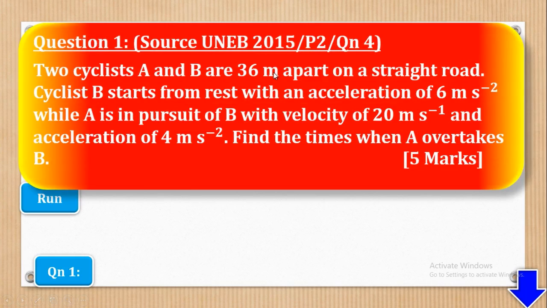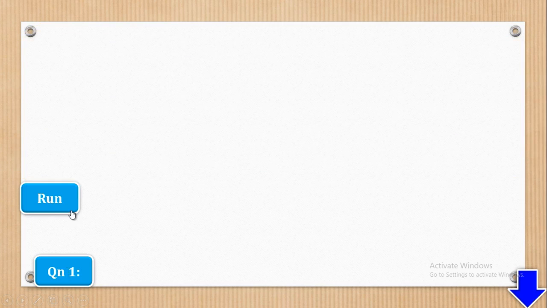and B are 36 meters apart on a straight road. Cyclist B starts from rest with an acceleration of 6 meters per second, while A is in pursuit of B with a velocity of 20 meters per second and acceleration of 4 meters per second squared. Then the question is: find the time when A overtakes B. Before that, we are going to first design a simulation for this question.